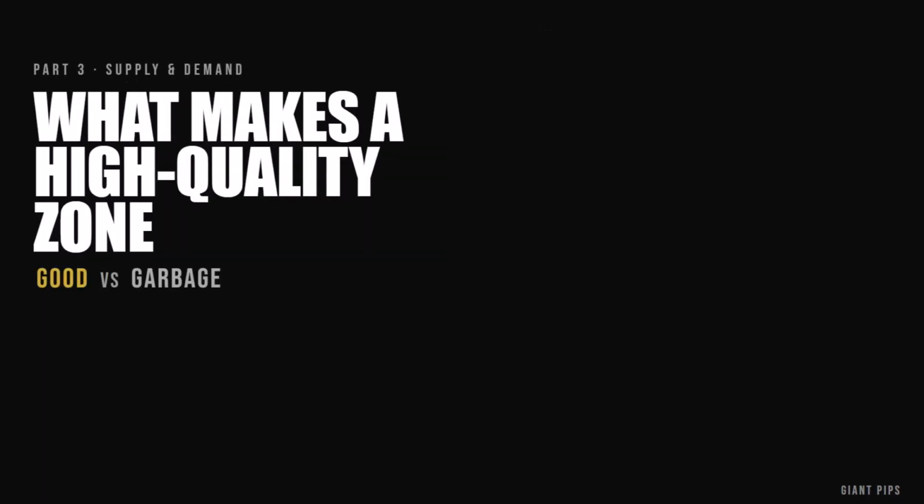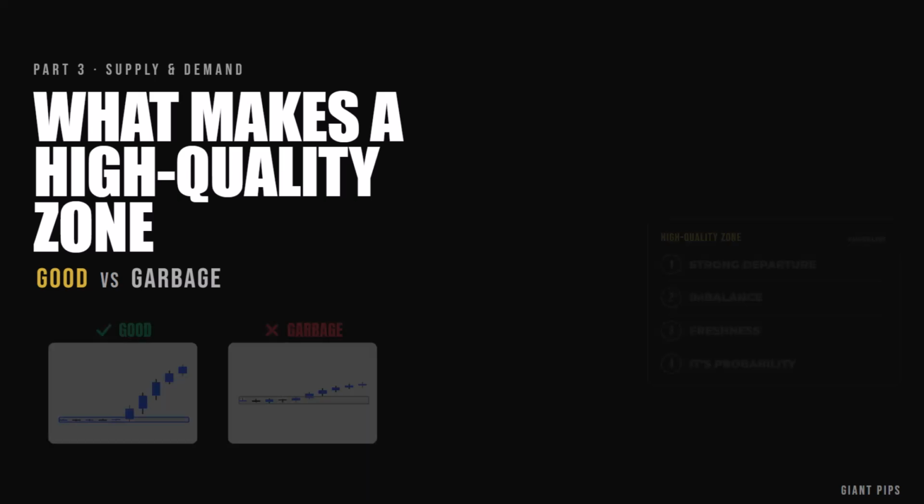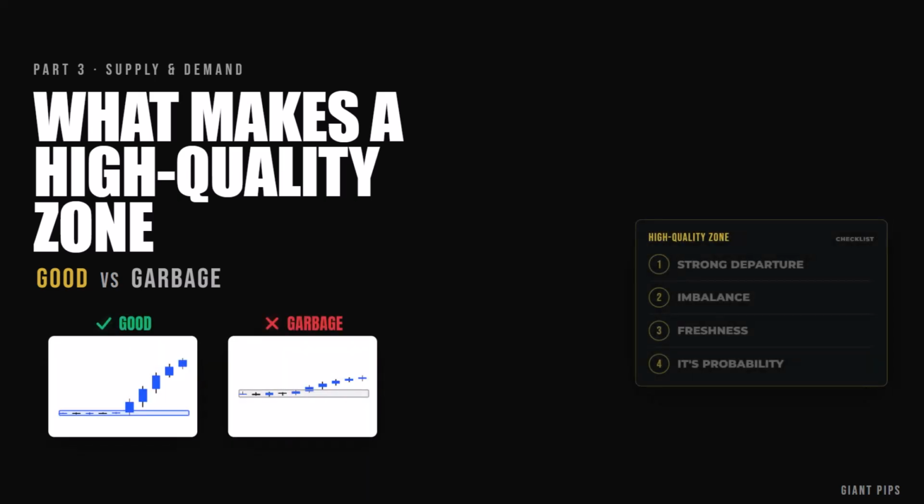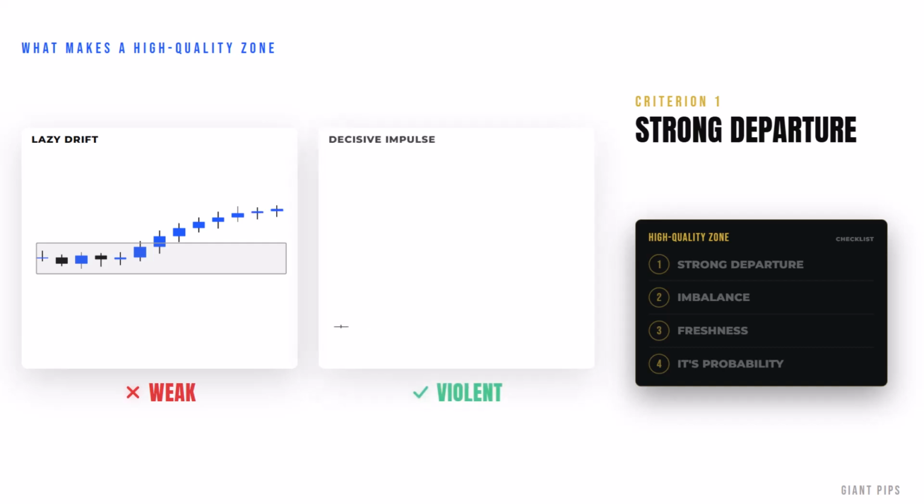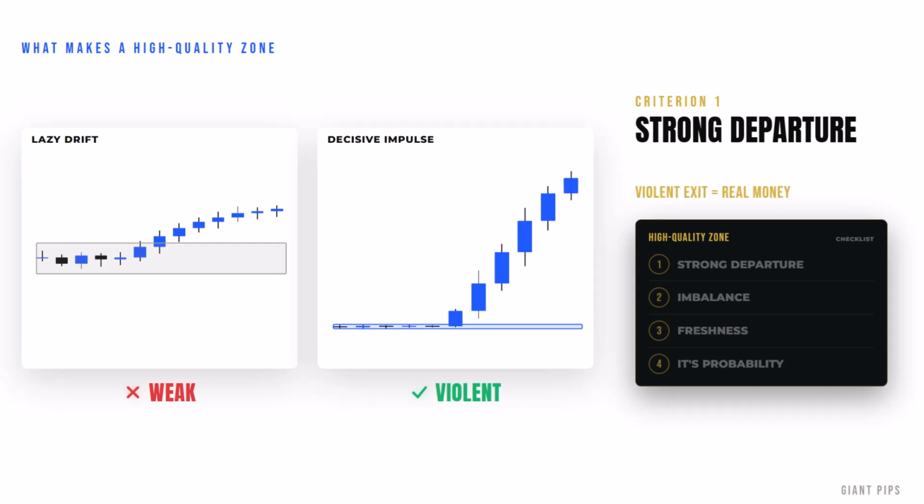What makes a high quality zone? Now, not every zone is created equal, and this is exactly where you separate the good trades from the bad ones. So here's exactly what I'm looking for in a high quality zone. First, a strong, aggressive departure. The move away from the zone should be sharp and impulsive. Big, decisive candles, not some slow, lazy drift. A violent exit tells you real money was behind it, and that means real unfilled orders are probably sitting there waiting.